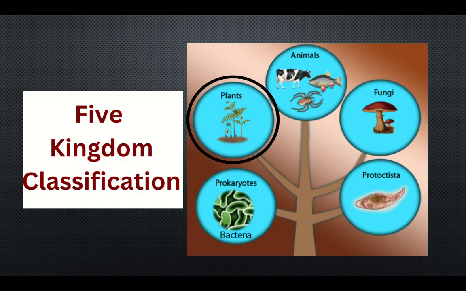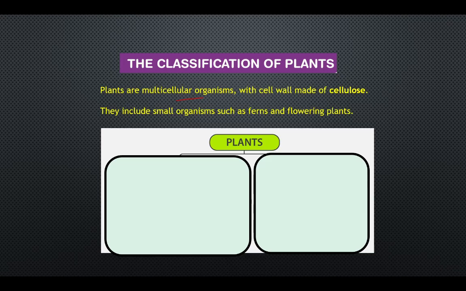From Five Kingdom classification, today we will explore Kingdom Plantae, focusing on its key features and characteristics that help plants to survive and thrive. The plants are multicellular eukaryotic organisms. Multicellular organisms means that they are made up of more than one cell. They have a cell wall which is made up of cellulose. They include small organisms such as ferns and flowering plants.